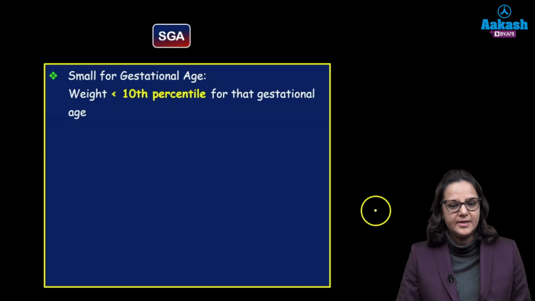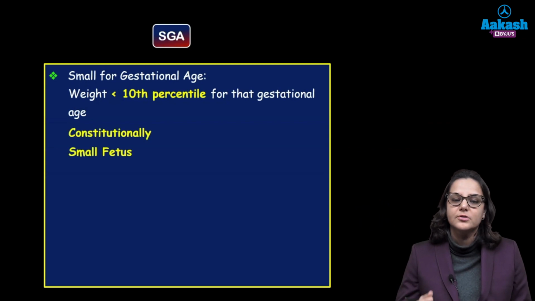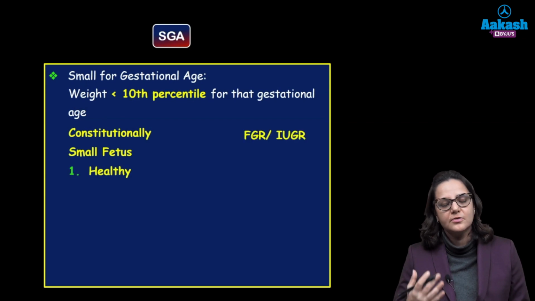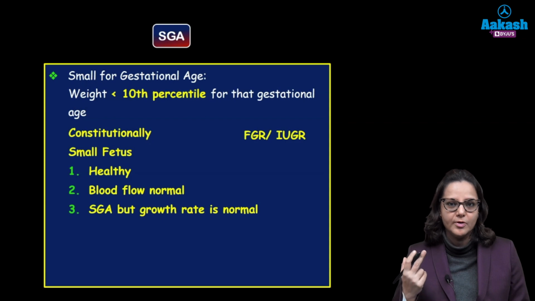So let's summarize it. Small for gestational age when the weight is less than 10 percentile, constitutionally small fetus, or there can be a fetal growth restriction also. What is a constitutionally small fetus? The fetus will be healthy, the placenta will be working fine, so the blood flow will be normal and the growth of the baby will be normal, although it is less than the 10th percentile.